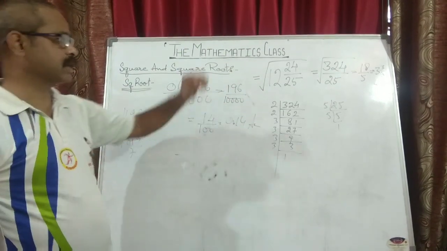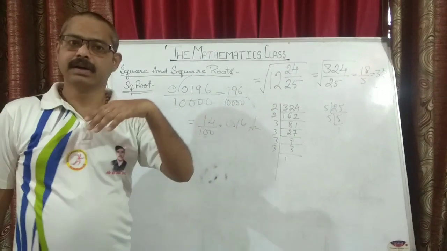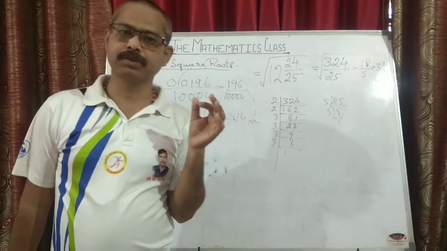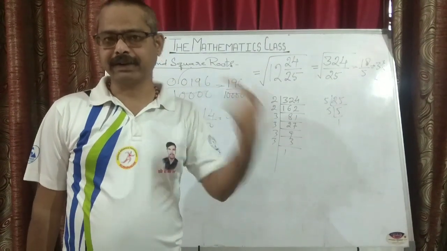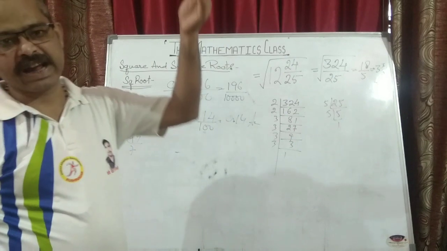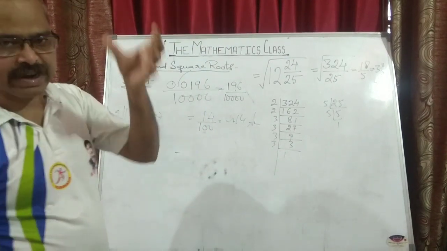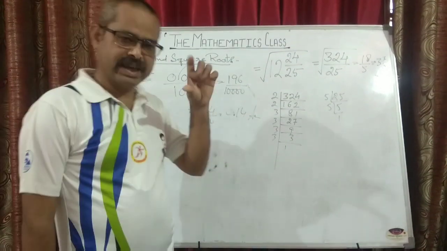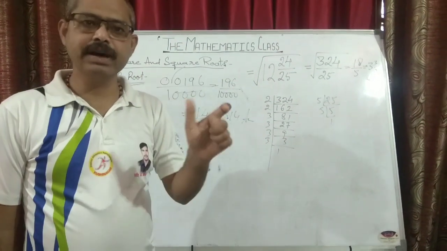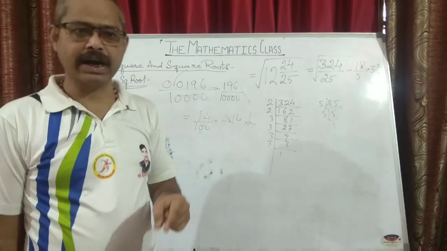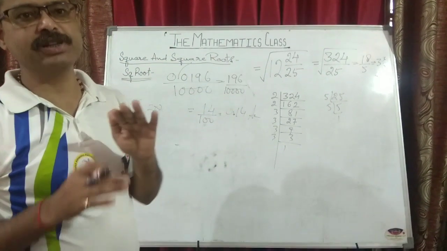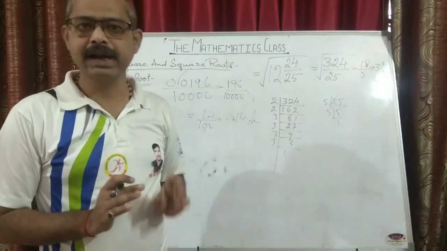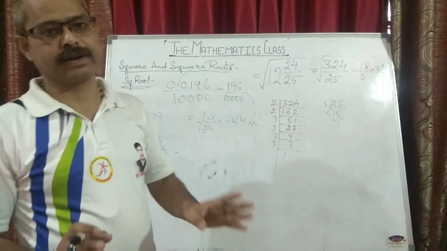It can be in decimal form, it can be a mixed fraction, it can be a natural number, anything. So the basic thing when we find the square root by the prime factorization method, we prime factorize the given number and we try to make the factors in pairs of 2. If they are in pairs, it means it is a perfect square. If they are not in pairs, it means it is not a perfect square.